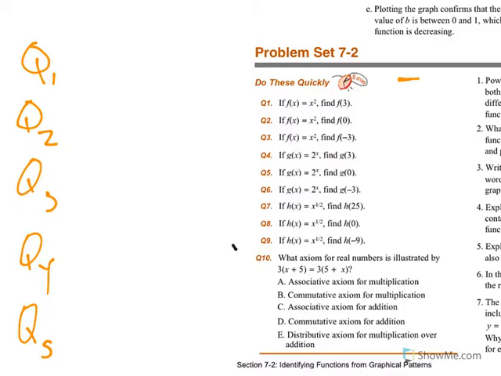So when 3 goes into Q1, we get 3 squared, which is 9. For Q2, we get 0 squared, which is 0. For Q3, we get negative 3 squared, which is 9.